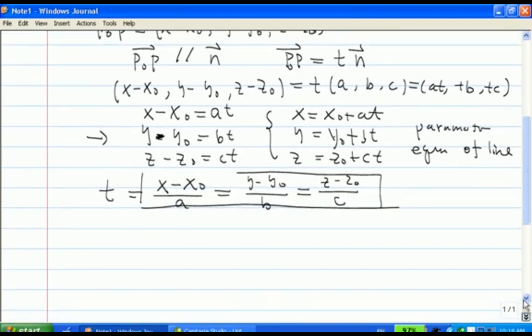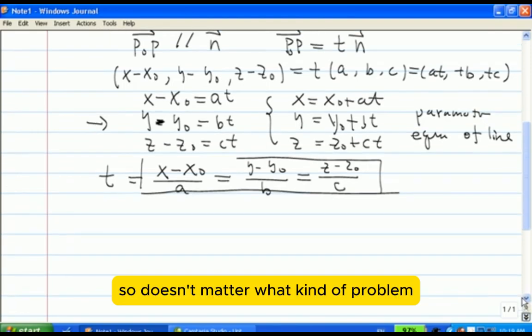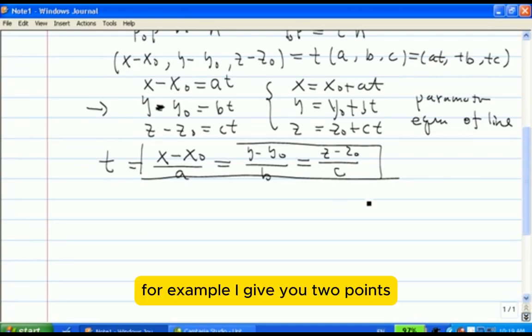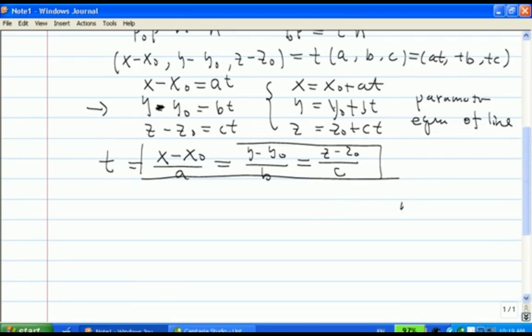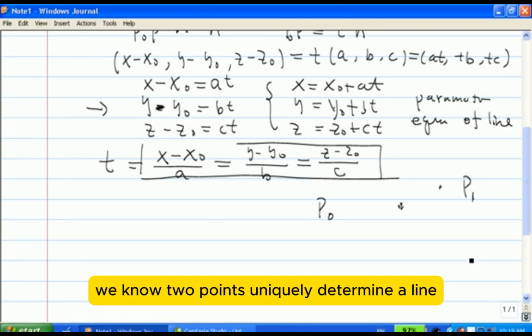So to find the equation of a line, you need to know two things: one is P0, one is n. It doesn't matter what kind of problem, you just focus on finding those two things. For example, I give you two points, P0 and P1. We know two points uniquely determine a line.